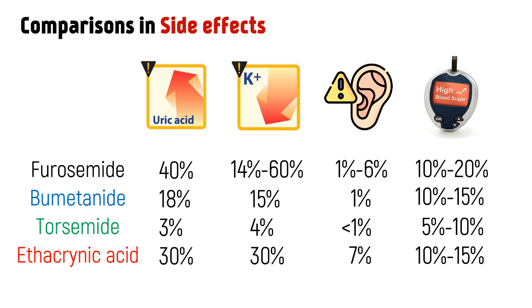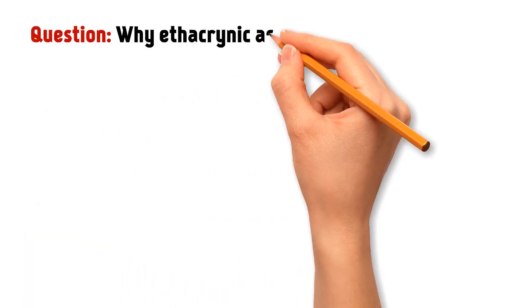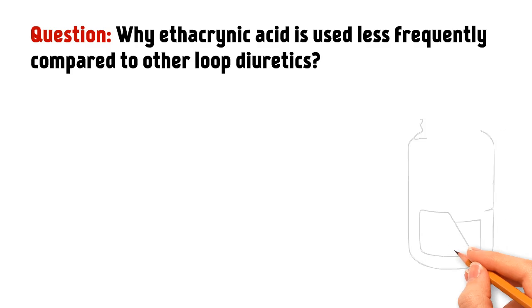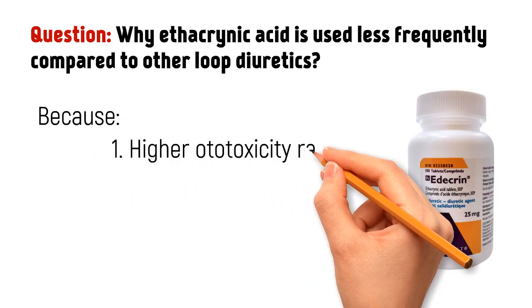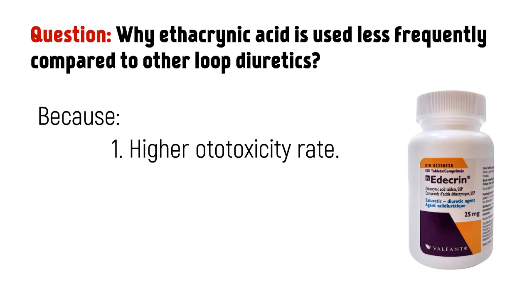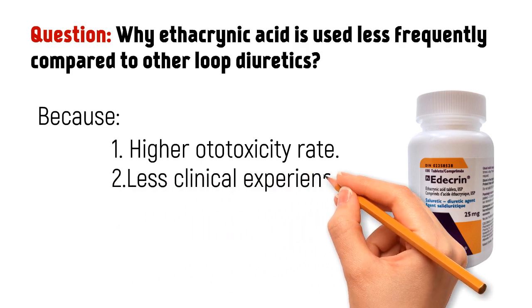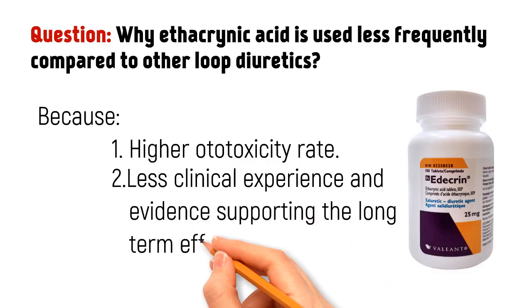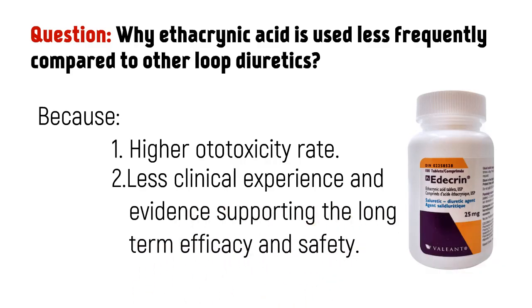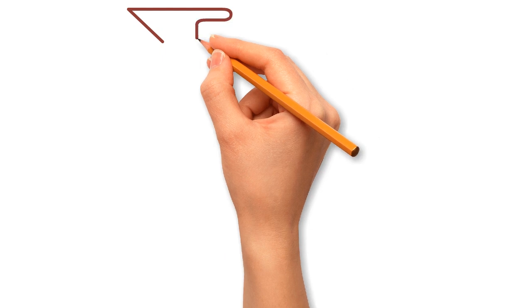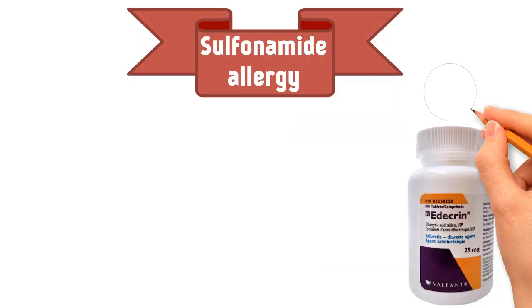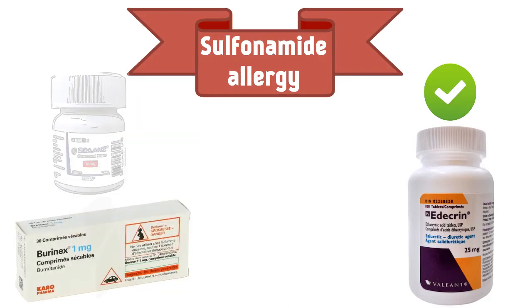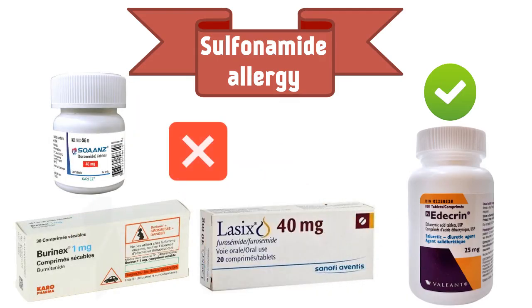Ethacrynic acid is used less frequently nowadays compared to other loop diuretics like furosemide, bumetanide, and torsemide, because ethacrynic acid is more likely to cause ototoxicity than other loop diuretics, especially when used in high doses or in combination with other ototoxic drugs. Also, there's less clinical experience and evidence supporting the long-term efficacy and safety of ethacrynic acid compared to other loop diuretics. As a result, ethacrynic acid is often reserved for patients who are allergic to sulfonamides, which make up the structure of furosemide, bumetanide, and torsemide, as it is a non-sulfonamide loop diuretic.